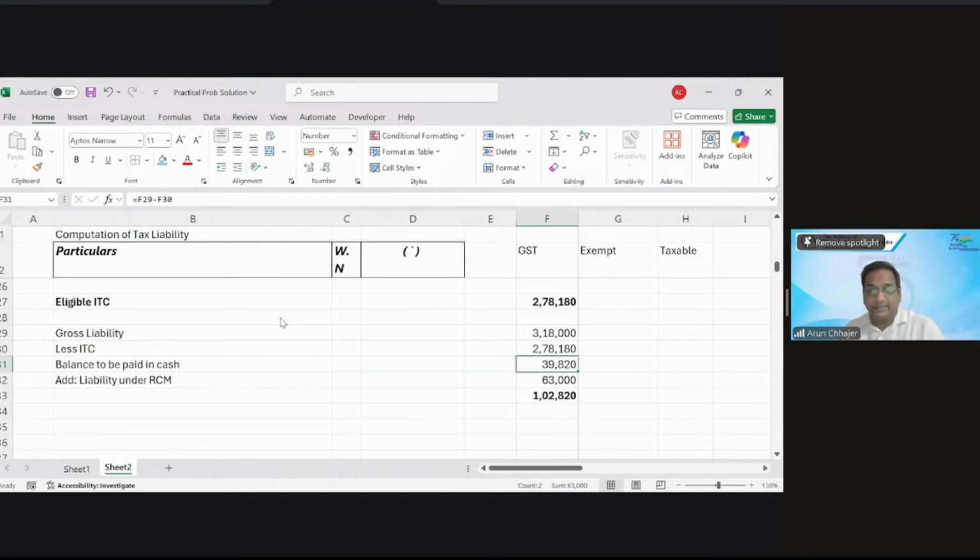Is that clear? एक बार confirm करना. So I can say that the normal charge का liability, forward charge का liability is 3 lakh 18,000, out of which 2 lakh 78,180 can be used. And then net liability to be paid in cash and balance, add the liability under RCM also.